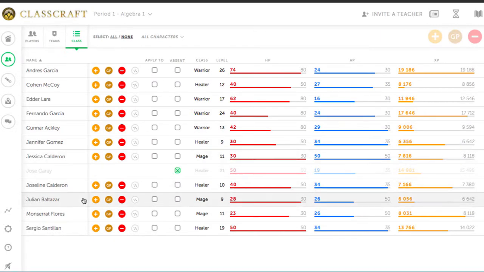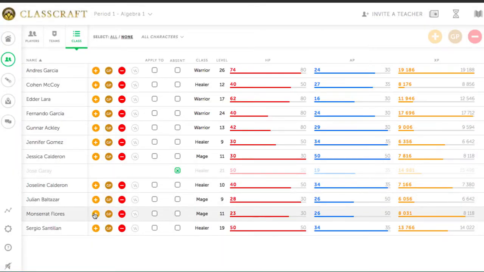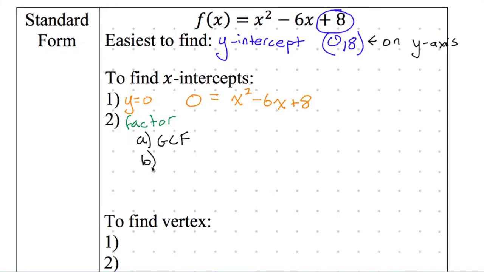So let me backlog here. Fernando, 50, Monse, 50. And then finally, Fernando's Ninja Star. Teacher, it's advanced ninja star.